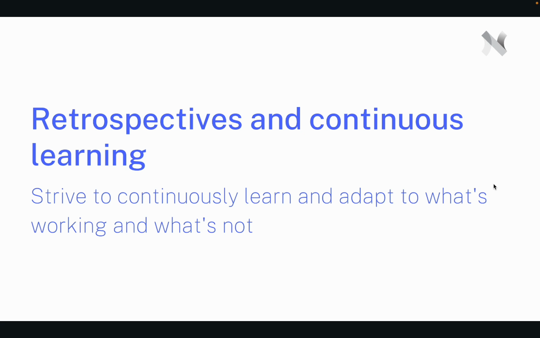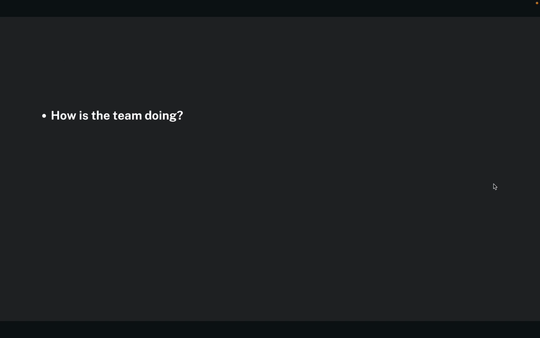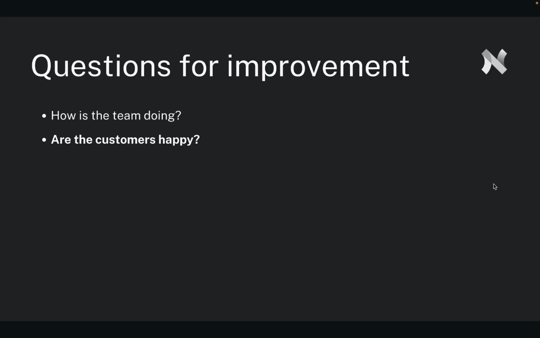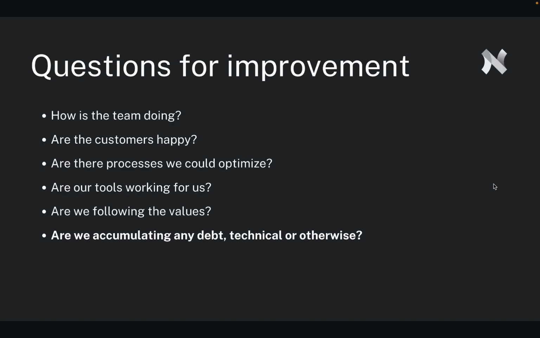Teams should always be figuring out better ways to work, and it's really valuable to set this time aside after each iteration to focus entirely on how to improve. In these sessions, the team can step back and consider questions like: how is the team doing? Are the customers happy? Are there processes we could optimize? Are our tools working for us? Are we following the values? Are we accumulating any debt? And by debt, I mean processes or technologies that slow us down.